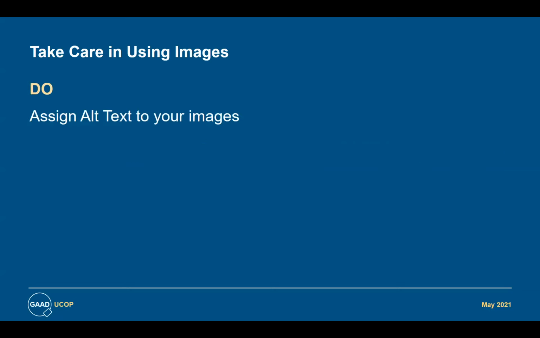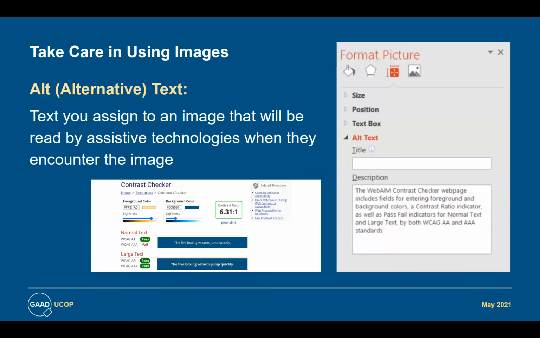So to account for that, our first bit of do guidance is to assign alt text to your images. Now, if that's a new concept for you, let me quickly explain. Alt text is short for alternative text, and it's text that you assign to an image that will be read by assistive technologies when they encounter the image.